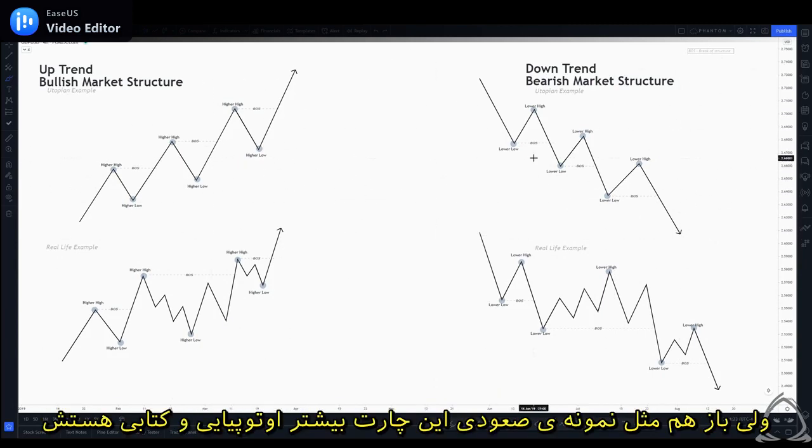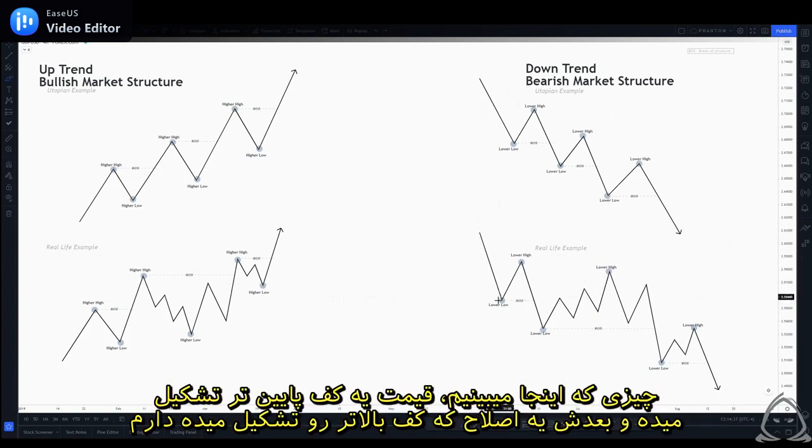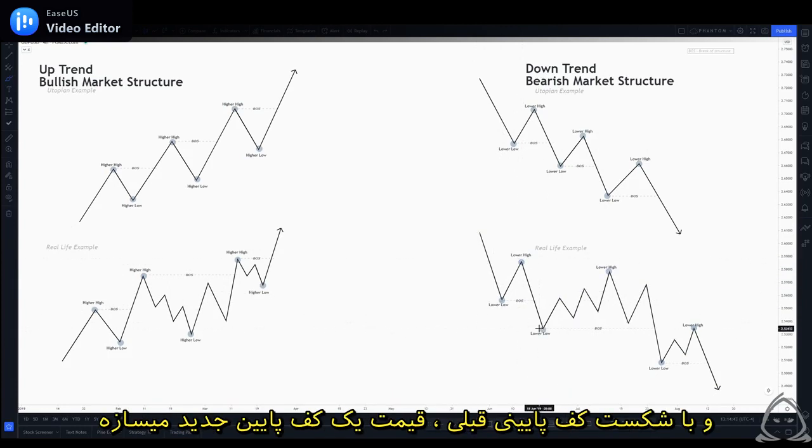But again, like the bullish example, this is more of the utopian example. This is the textbook example, but we also want to look at what we're more than likely going to see on a true price chart, so that we can be prepared for what is to come on an actual chart. So what we can see here is price creating a lower low. We get that retracement or correction to create a lower high. We then break that previous low, creating a lower low.